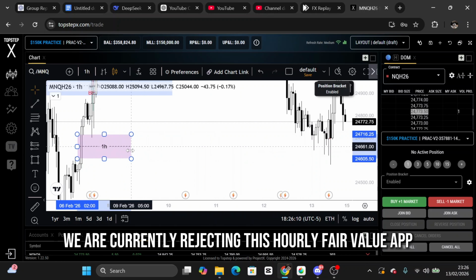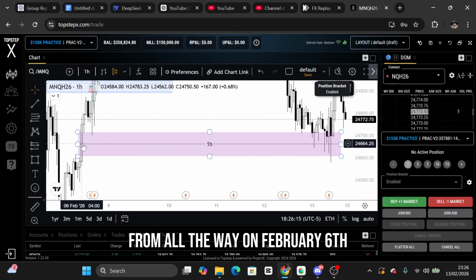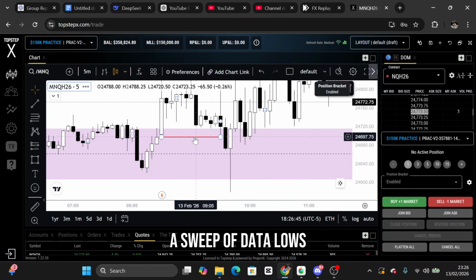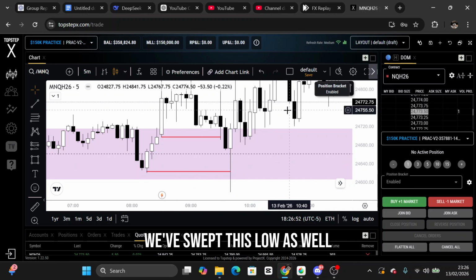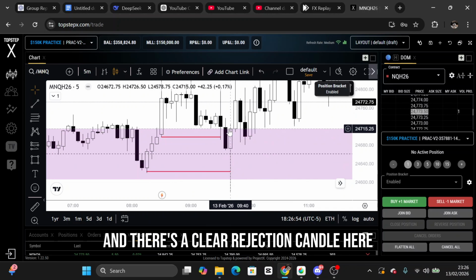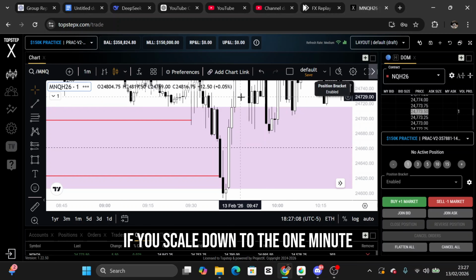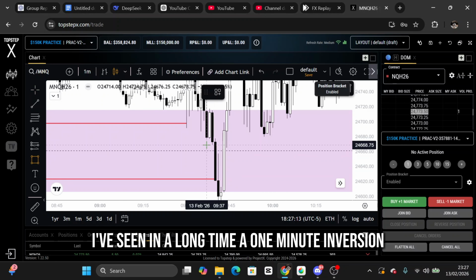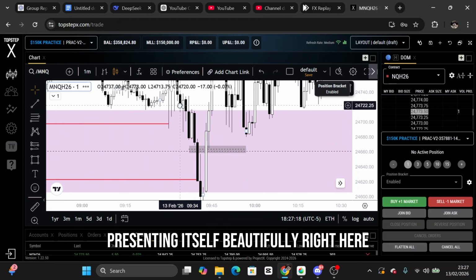And if you didn't know, we are currently rejecting this hourly fair value gap from all the way on 6th of February. So that is our second confluence. A sweep of data lows. We're inside and rejecting a previous hourly gap. We've swept this low as well, and there is a clear rejection candle here. As you can see, if you scale down to the 1-minute, you see one of the cleanest inversions I've seen in a long time. A 1-minute inversion presenting itself beautifully right here.